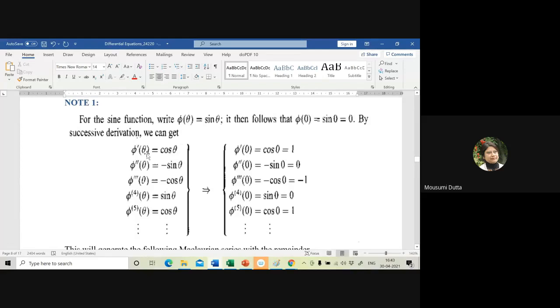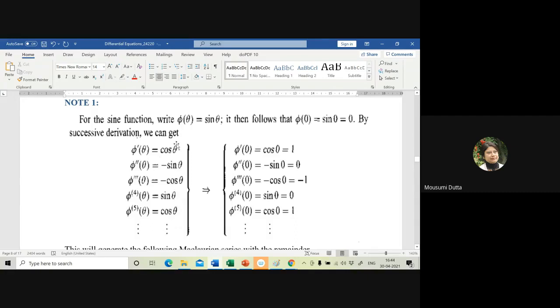Similarly, for sine theta, you can go on taking the first derivative, second, third, fourth. Following the rules of trigonometry, the first derivative of sine theta is cos theta, the second derivative is minus sine theta, the third derivative is minus cos theta, and the fourth derivative is plus sine theta. So that I marked.